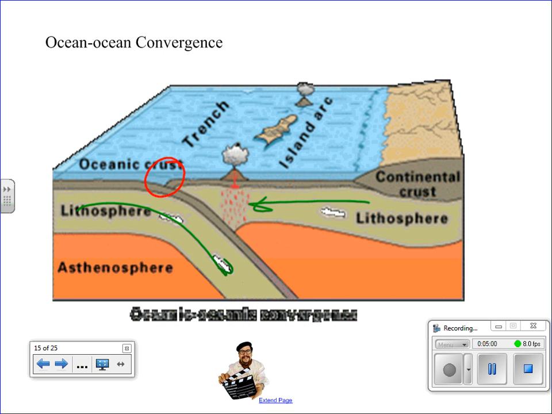And your volcanic island arc here, because this plate begins to melt, creating magma that rises to the surface, creating that volcano. You're also going to have your shallow earthquakes, your medium depth earthquakes, and your deep earthquakes as a result of the tectonic plate subducting into the mantle.